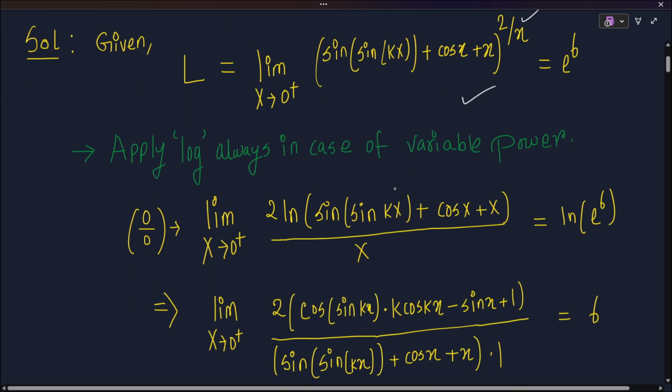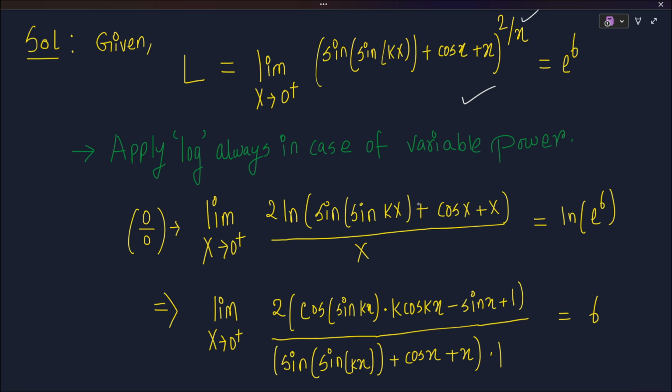Now, what happens when you take log? It becomes 2 into the logarithm of the whole thing, because 2 by x comes out as a coefficient. So you can see here 2 into ln of (sin(kx) + cos x + x), whole divided by x. And on the right hand side, we have ln of e^6, which is nothing but 6. Now, notice that this is a 0 upon 0 form.